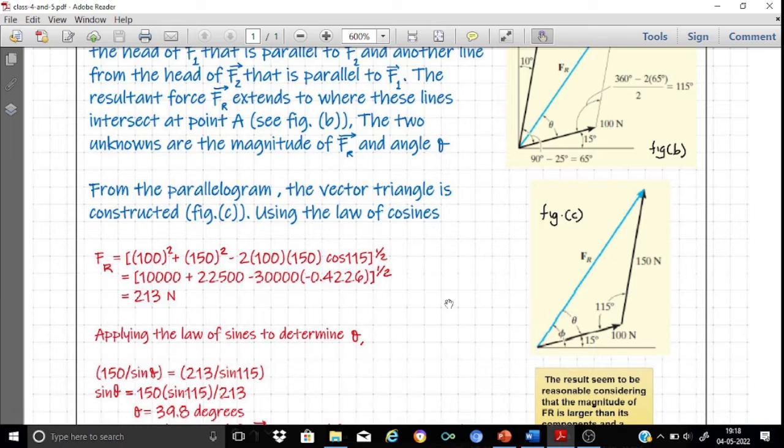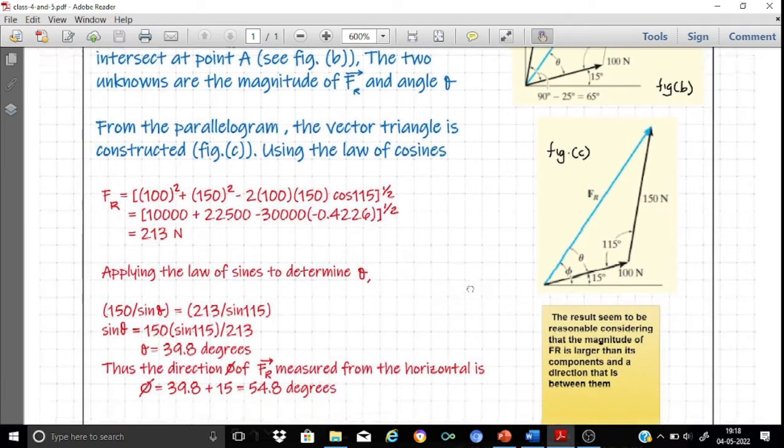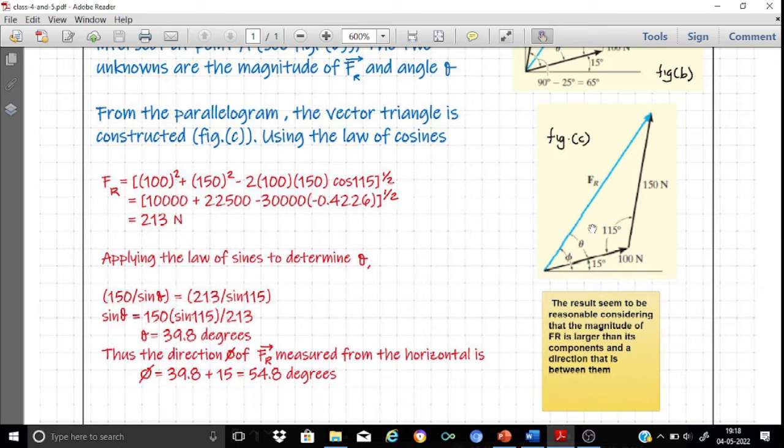That means we need to find out what's the angle which it makes with the horizontal. That's our reference axis. So let us mark angle theta. That's the angle which Fr makes with my force F1. So let us start applying the law of sines. So applying this law of sines, which is A by sin A is equal to B by sin B is equal to C by sin C, we obtained 150 divided by sine of theta is equal to 213. That's the resultant divided by the opposite angle, sine of 115, which means that theta is equal to 39.8 degrees.